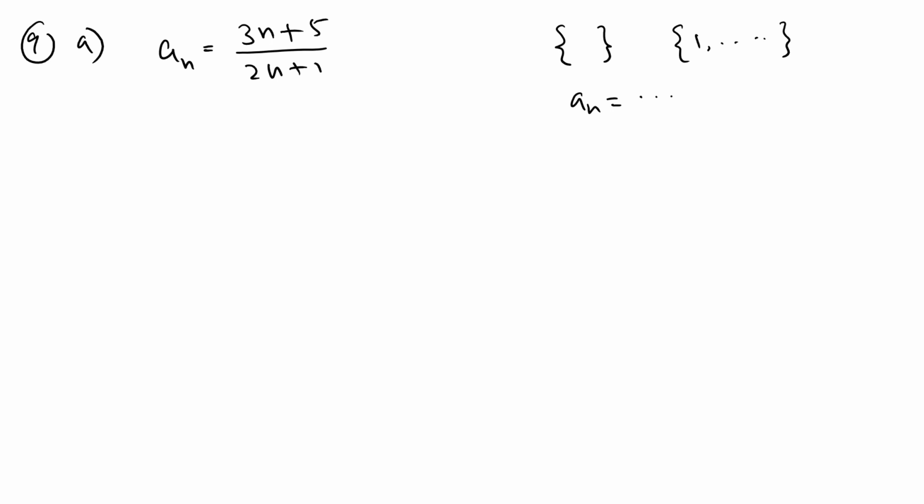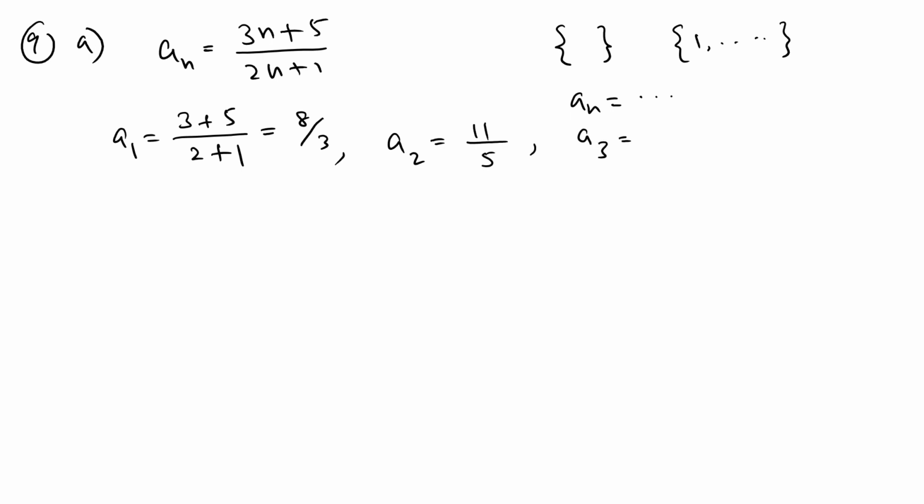Okay, so A1 means you plug in 1. That means it is (3 plus 5) over (2 plus 1). You get 8/3. That's the first term. The second term is A2, so plug in 2. 2 times 3 is 6, plus 5 is 11, so you get 11 over 5. That's the second term. And then A3, the third term, you plug in 3, so you get 14 divided by 7. Those are the first three terms.